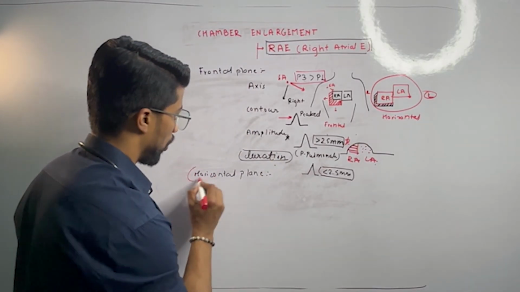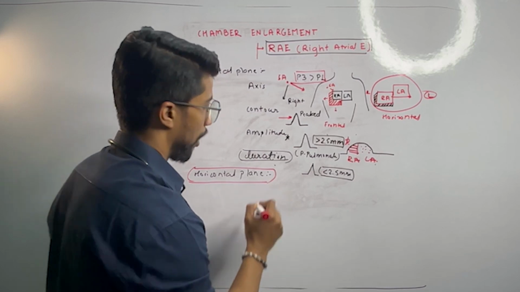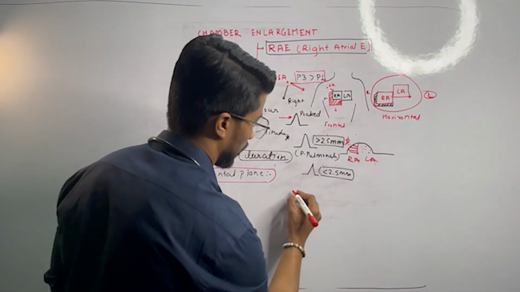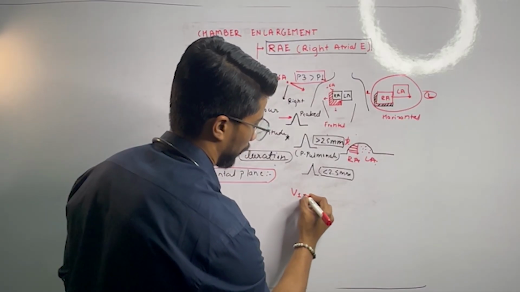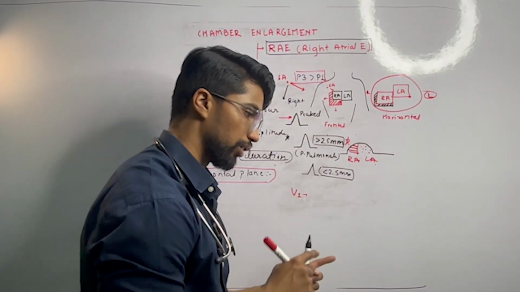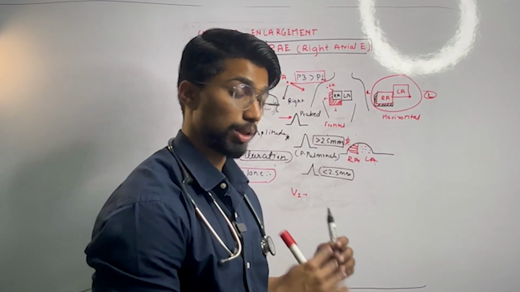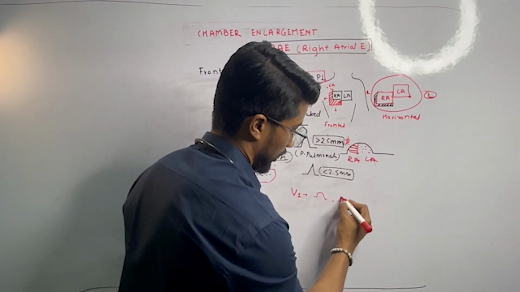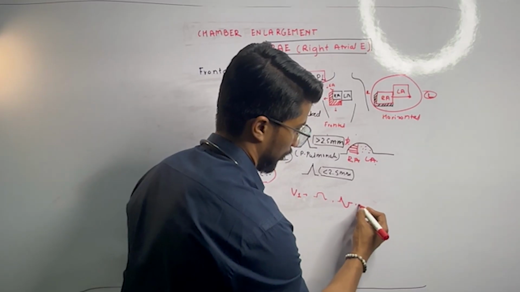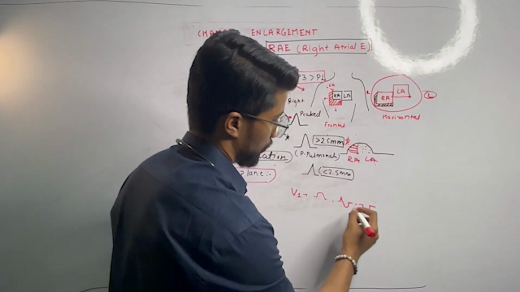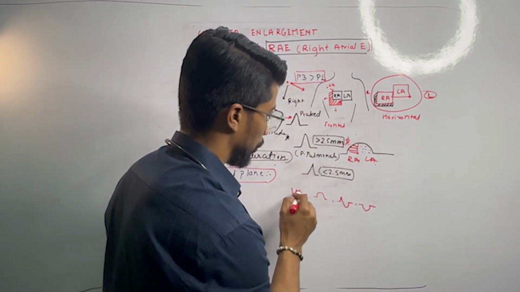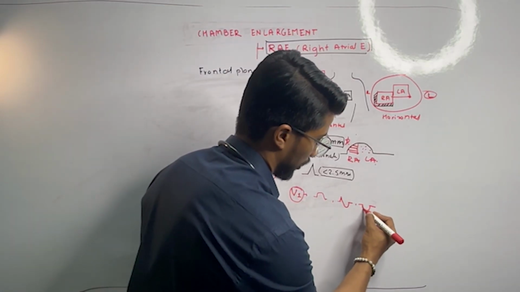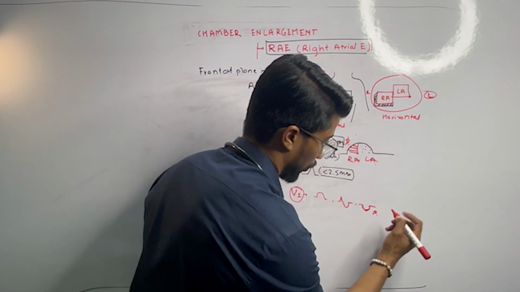So now coming to the horizontal plane, what exactly happens when there's right atrial enlargement in leads, for example, V1. As we all know, in V1, the P wave can be normal, which is upright, it can be biphasic, or it can be inverted. So when there's RA enlargement, there's usually no effect in lead V1. The thing with the P wave, which is very important, is what you need to remember.